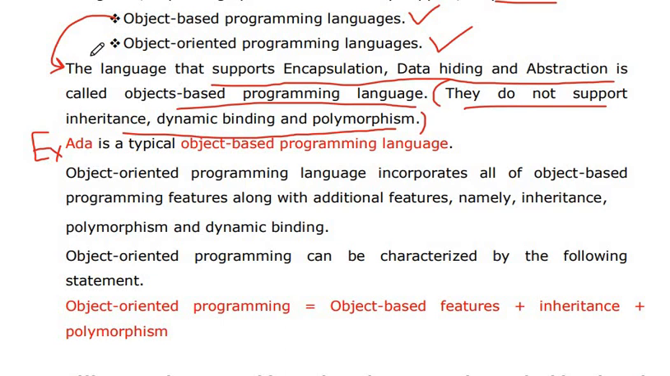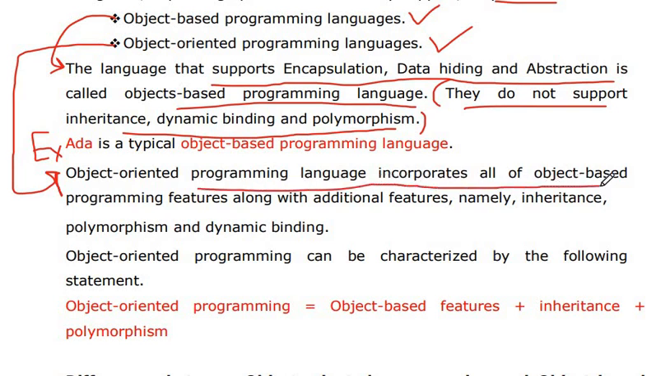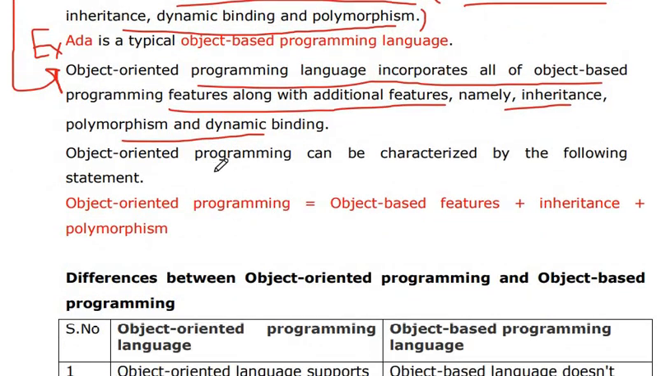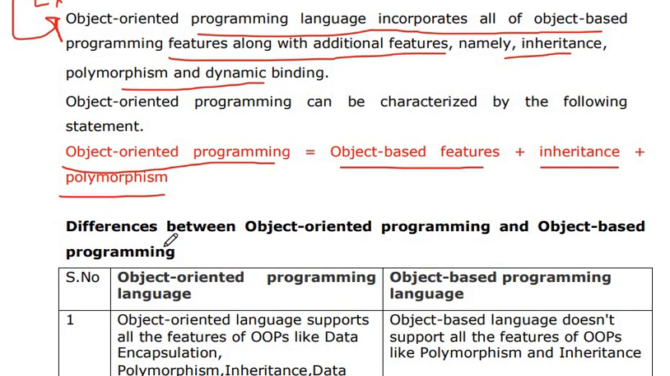Now let us see the second one, object-oriented programming languages. Now let us see the definition of object-oriented programming languages. An object-oriented programming language incorporates all of the object-based programming features along with additional features, namely inheritance, polymorphism, and dynamic binding. Object-oriented programming can be characterized by the following statement. Now look here. Object-oriented programming language is equal to object-based features plus inheritance plus polymorphism. Right. Now let us see. It means an object-oriented programming language supports object-based features along with inheritance and polymorphism.